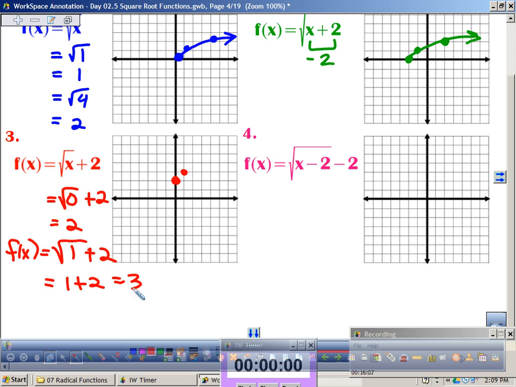Okay, let's be fancy. So before, I went over 1, up 1, and then what was the next value we chose for x? What do we plug in? 4. So if I go over 4, I'm probably going to have to go up 2. It's going to be the same shape. Let's check. If I go over 4, then I should get a 4. The square root of 4 is 2, plus 2, which equals 4.